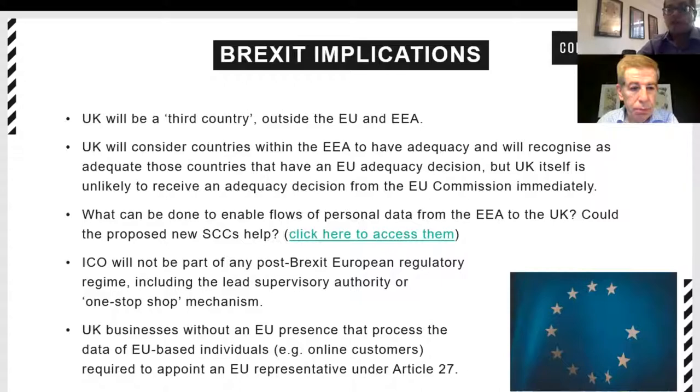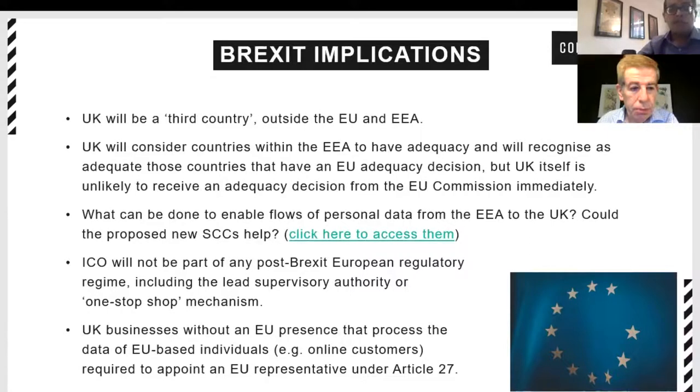There's a lot we still don't know, but essentially when the Brexit transition period comes to an end, which is still scheduled to be at the end of this year, the UK will be a third country outside of both the EU and the EEA. So that means the GDPR will no longer have direct effect in the UK. That doesn't mean everything that Howard and I have just said is going to be redundant, because at that point we'll have in place what will be known as the UK GDPR, which is essentially the existing GDPR copied and pasted into UK law with some minor tweaks.